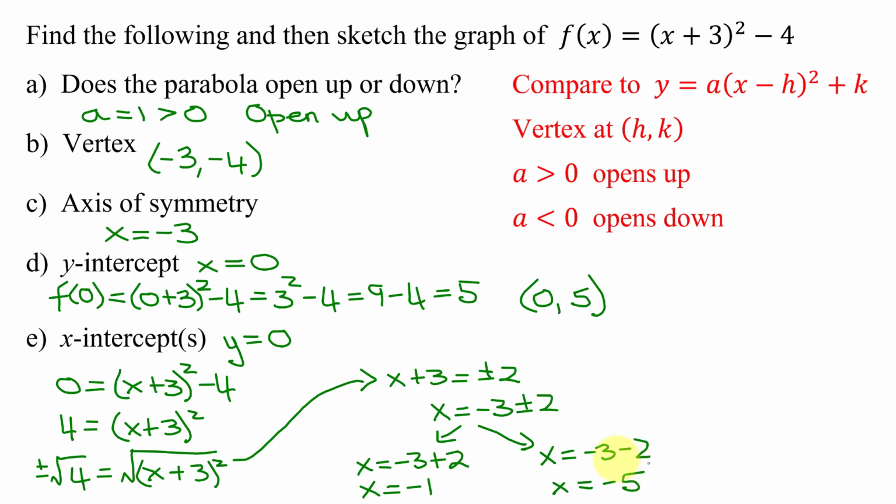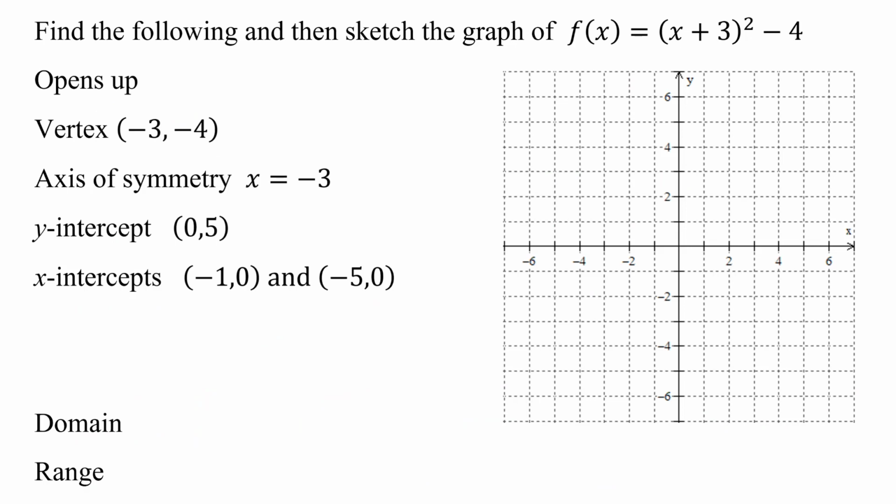Now be careful, these are two separate solutions. Some students try and put these together as one answer. But remember, we know the y value is 0, so my two x-intercepts are at (-1, 0) and at (-5, 0). So now I'm running out of room. I'm going to go on to the next slide. Now I need to sketch the graph of my function. Here's the information I found from the previous slide.